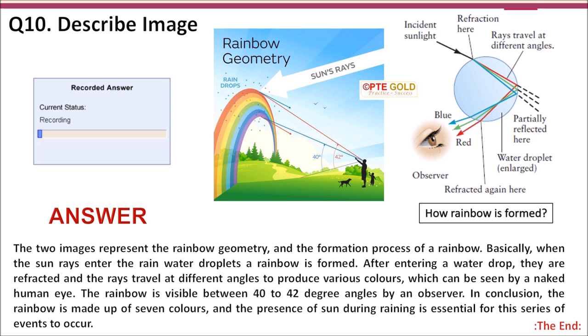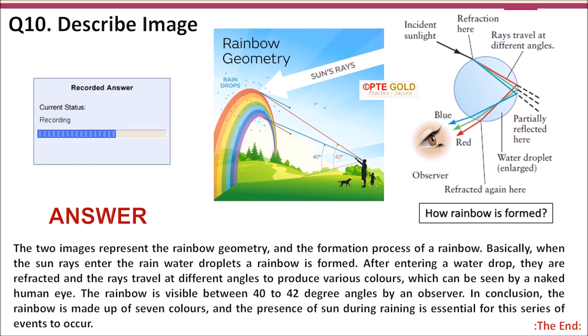The two images represent the rainbow geometry and the formation process of a rainbow. Basically, when the sun rays enter the rainwater droplets, a rainbow is formed. After entering a water drop, they are refracted and the rays travel at different angles to produce various colors, which can be seen by the naked human eye.